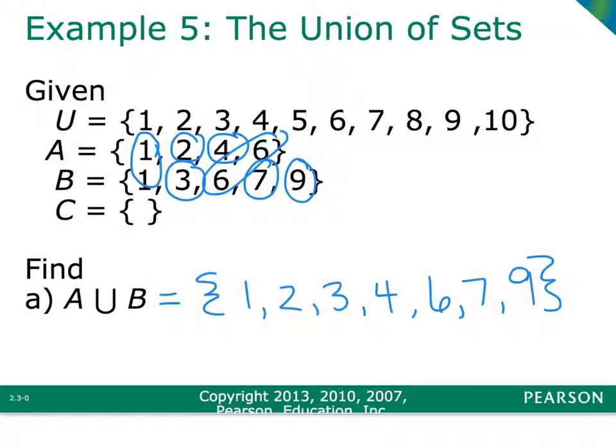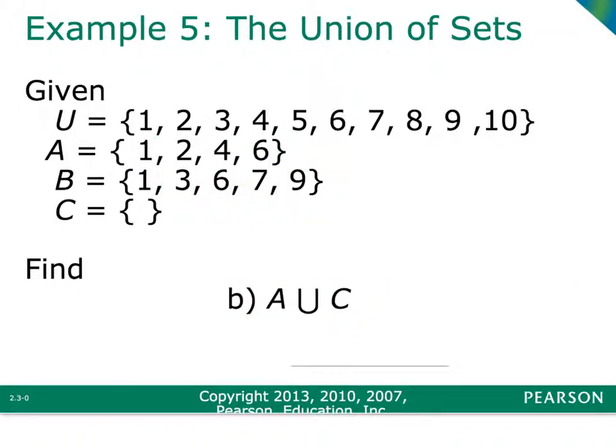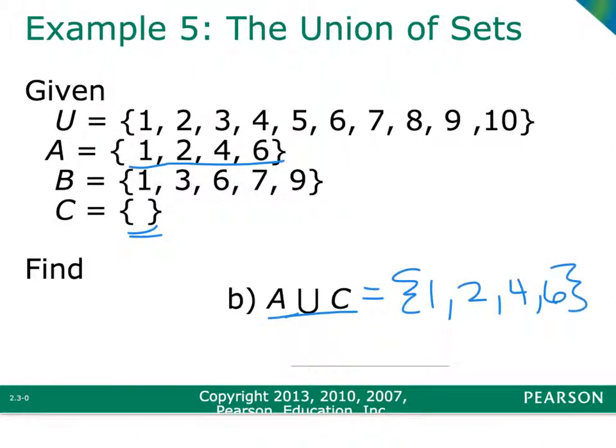All right, let's try something similar. Same set of numbers, but this time I would like you to tell me what appears in A or C. Okay, now remember, C is empty. So if you were going to list the elements that appear in C, you would have nothing to list because there are no elements in C. So all you're going to be able to list here is the elements of A. So if I want elements of A or C, I would list the elements of A and the elements of C. Since C has no elements, I would end up with just set A. Sometimes the empty set can be a little confusing for people.